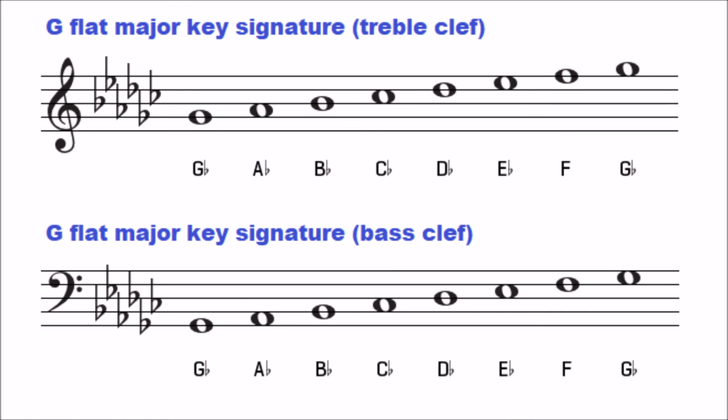Here's a diagram of the G flat major scale on the treble and bass clefs. It also shows the G flat major key signature. As we've seen, there are 6 flats in the key of G flat major.